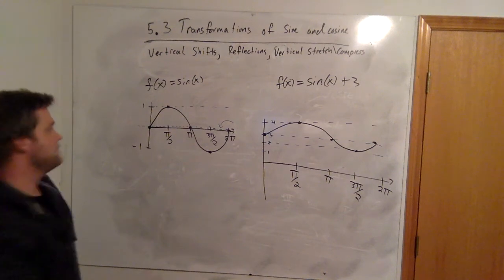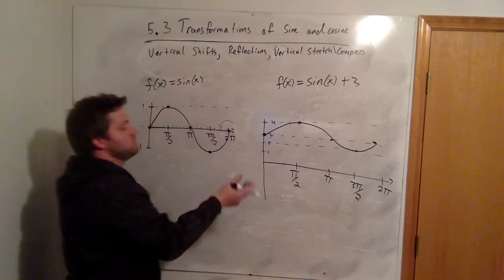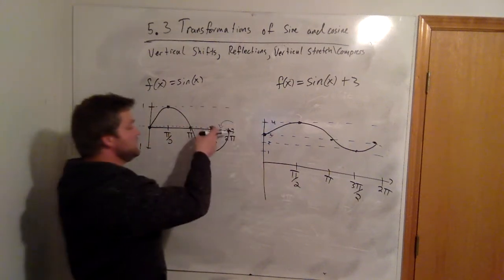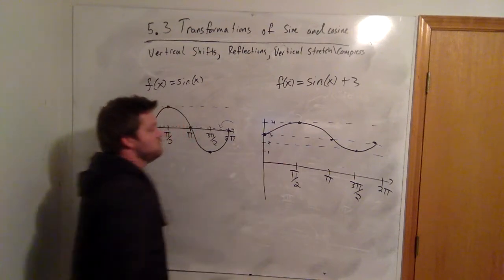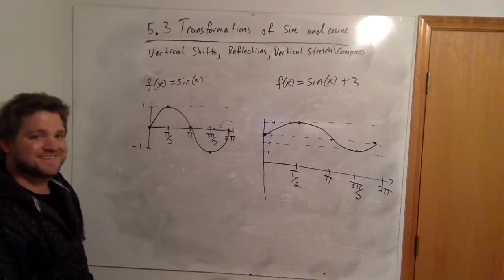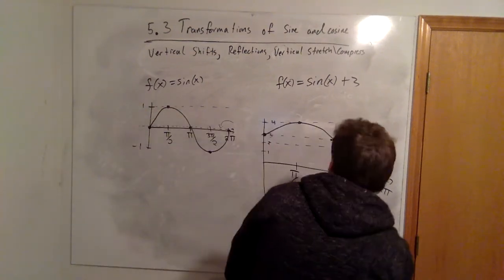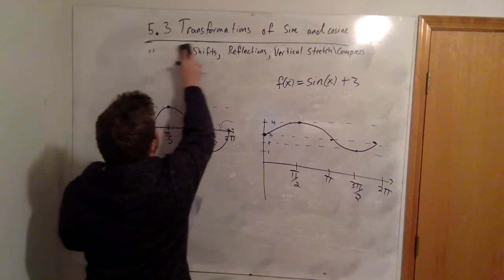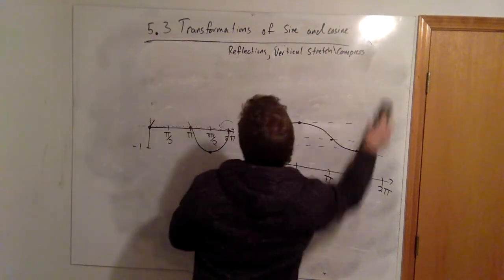So it's been shifted up. Notice my scales aren't the same on these graphs. But I've taken this graph and I've shifted it up 3 units. I'm paying attention to where the equilibrium is, and I'm paying attention to the amplitude. Okay, let's do a different transformation. So we just did vertical shifts. Let's do reflections.